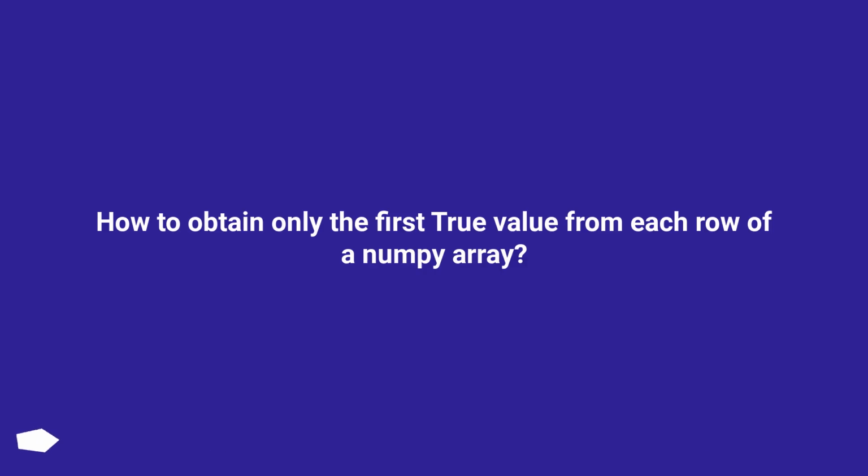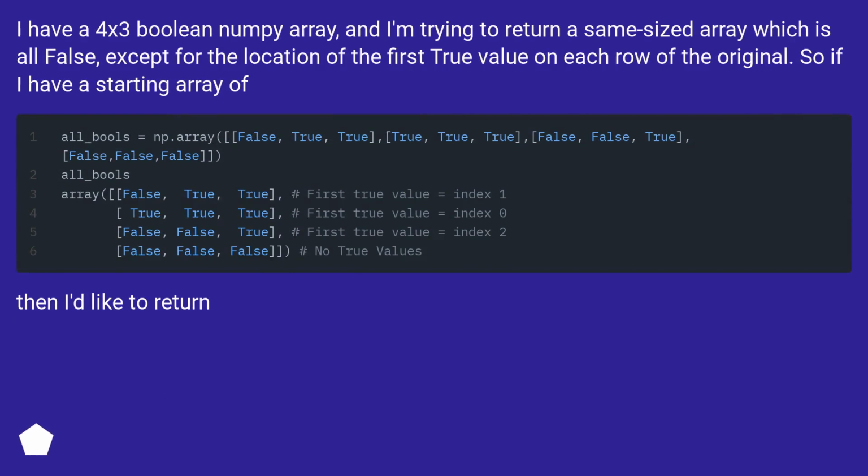How to obtain only the first true value from each row of a numpy array. I have a 4 by 3 Boolean numpy array, and I'm trying to return a same-sized array which is all false, except for the location of the first true value on each row of the original.